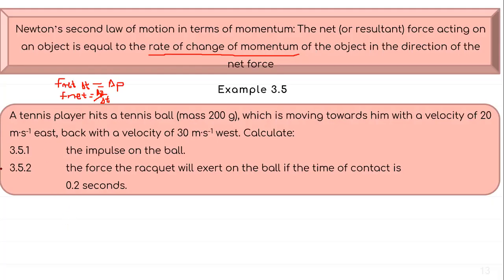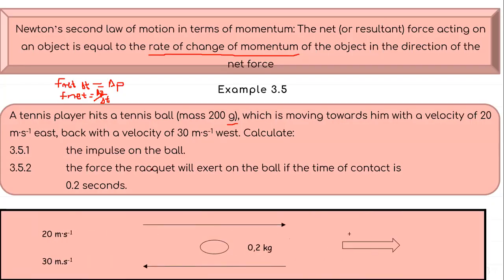Now, let us look at a question. Here we have a tennis player, and the tennis player hits a tennis ball, and that tennis ball has a mass of 200 grams, which is moving towards him with a velocity of 20 meters per second east, and then back with a velocity of 30 meters per second west. Calculate the impulse of the ball.